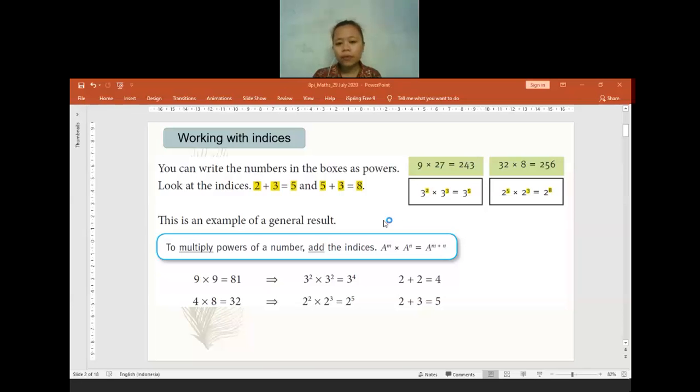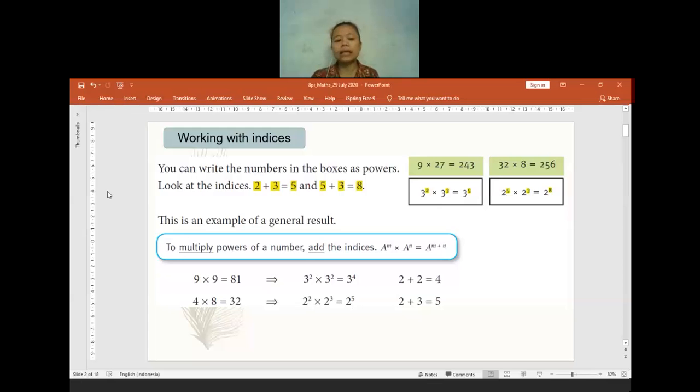Let's revise for a while what we have learned yesterday. Yesterday we learned that when we do multiplication with the indices, we can directly add the powers. Like 2 to the power of 2 times 2 to the power of 3, we can directly add 2 with 3, which equals 5. So the answer will be 2 to the power of 5.